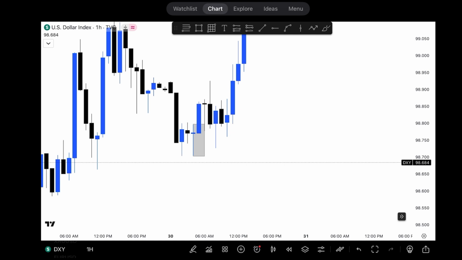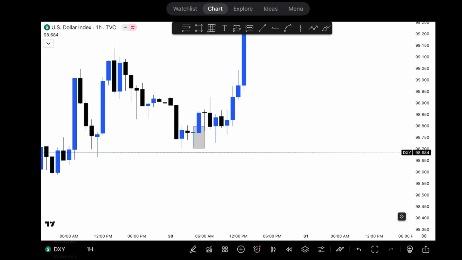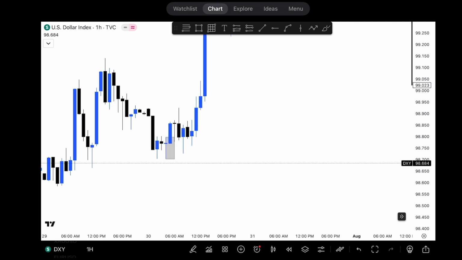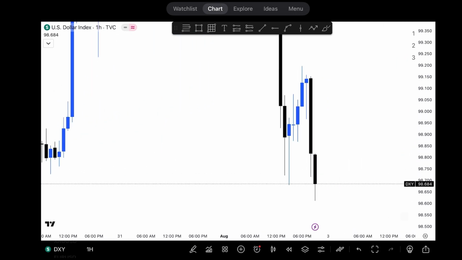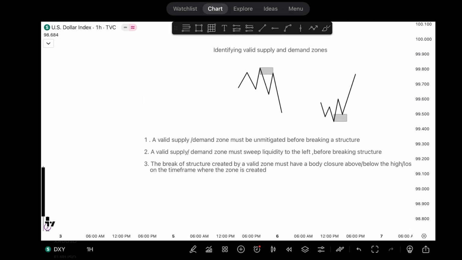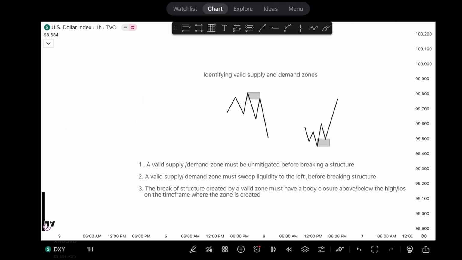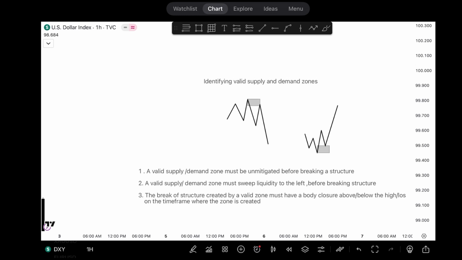As long as price has tapped into the zone that is meant to be the supply or demand zone, the probability of it working has reduced. So that is the first rule to take note of when we are looking at a valid supply and demand zone. And the second rule I have here is a valid supply or demand zone must sweep liquidity to the left before breaking structure. It must sweep liquidity to the left before breaking structure.